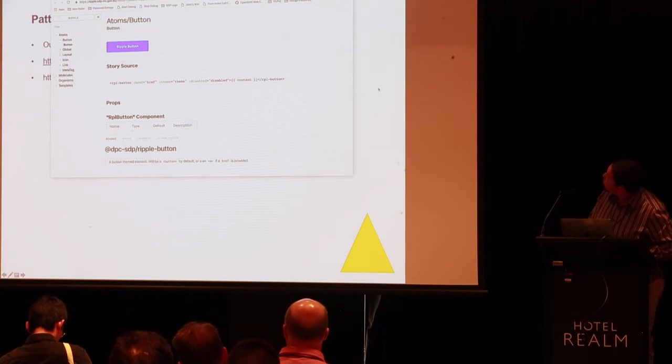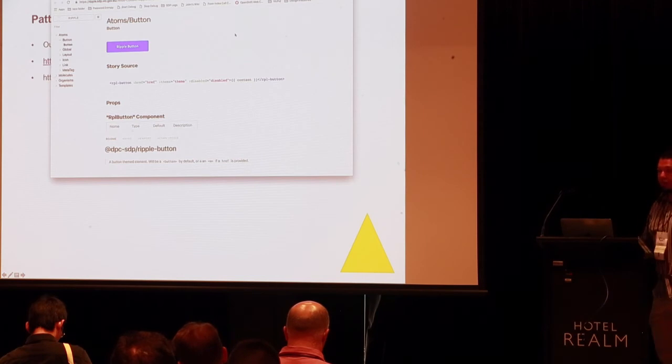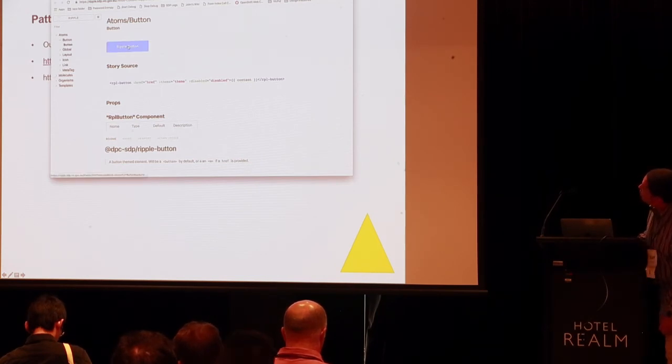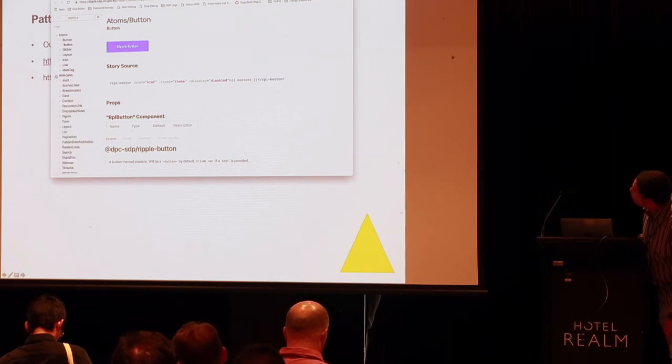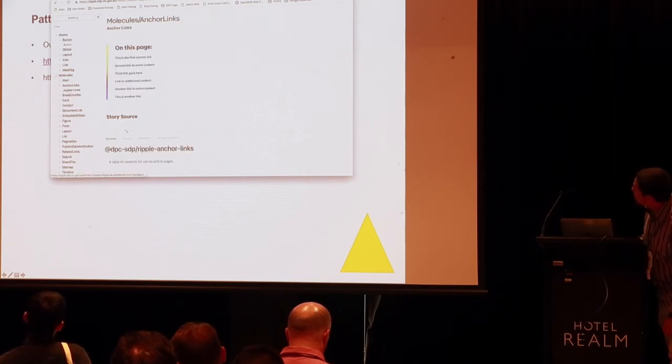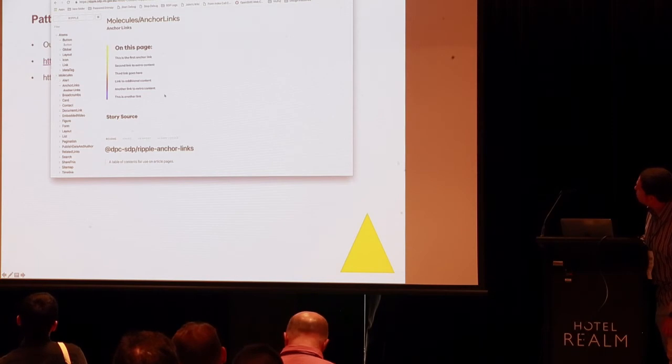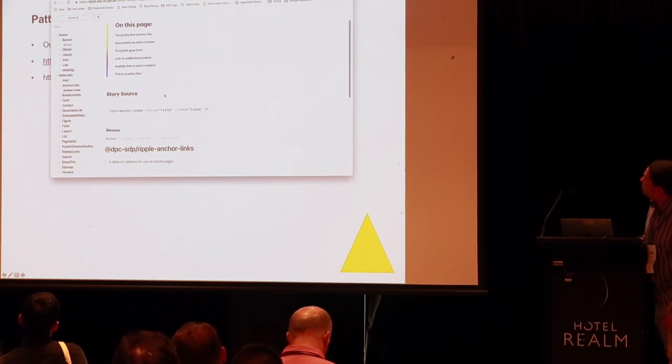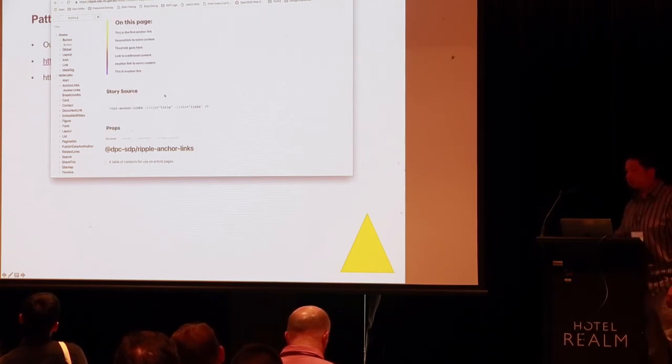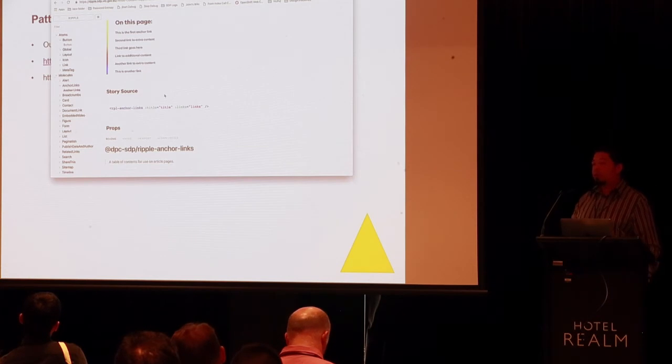What Storybook basically allows us to do, it's really hard to see that screen from over there, is display all of the different atoms that we have, as well as the molecules, pages and templates. It not only shows you exactly what one of those items looks like, but gives you a little bit of example source code of how you would implement that particular item in your own website.